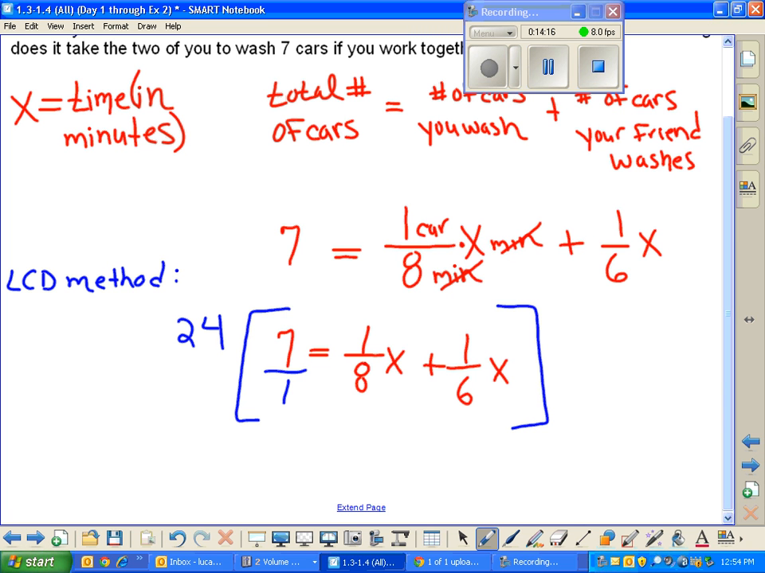So do you see how I put a big bracket around my whole problem there? And now what we're going to do, we have a 24 outside of the parentheses. We're going to use the distributive property right now. And we're going to distribute that particular 24 into every piece of the problem. This is the multiplication property of equality. What I do to one side of an equation, I must do to the other. So you can't just do it to one side, you have to do it to everything.